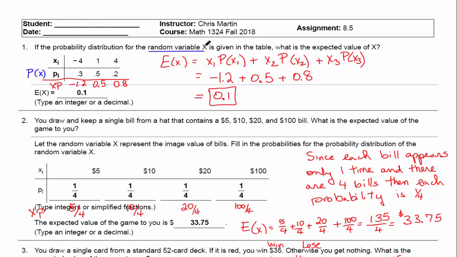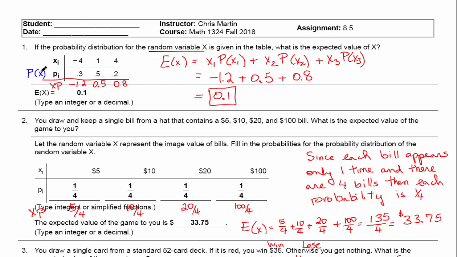We have a random variable x. So x shows you all the things that x could take on. So x could be minus 4, x could be 1, x could be 4. This row shows you the probability of that particular x. So the probability that x is minus 4 is 0.3 or 30%. The probability that x is 4 is 0.2 or 20%.